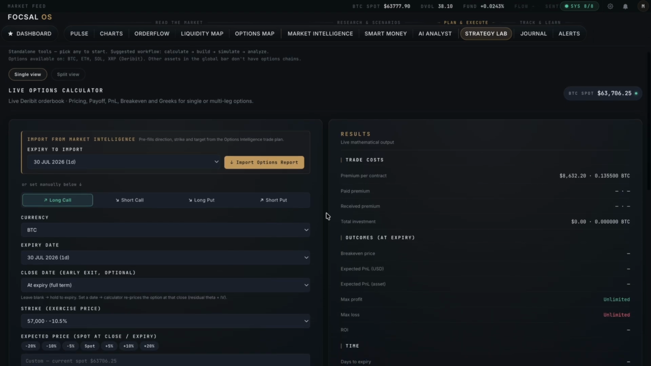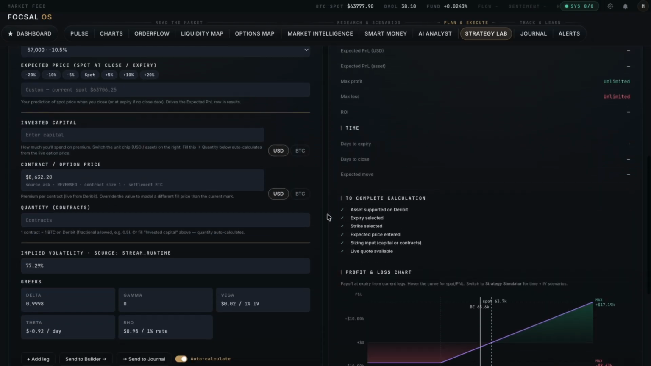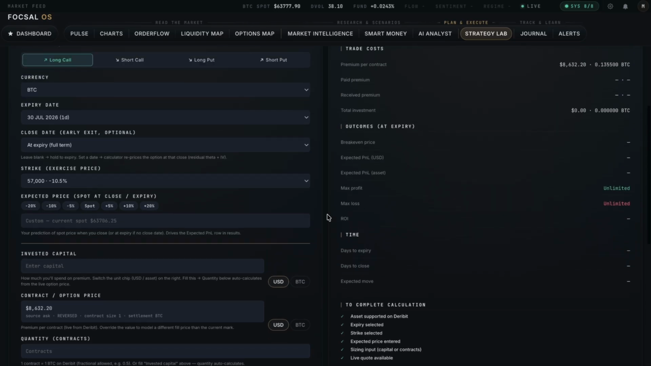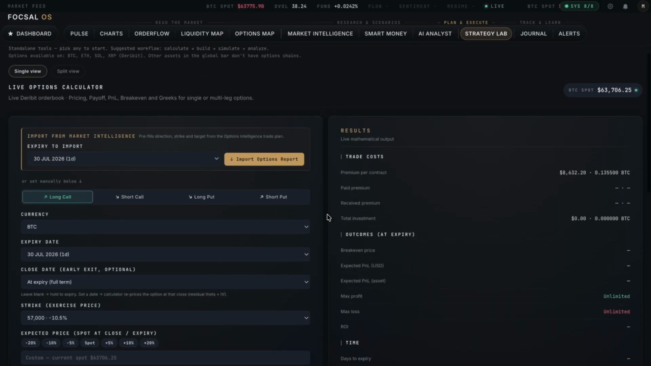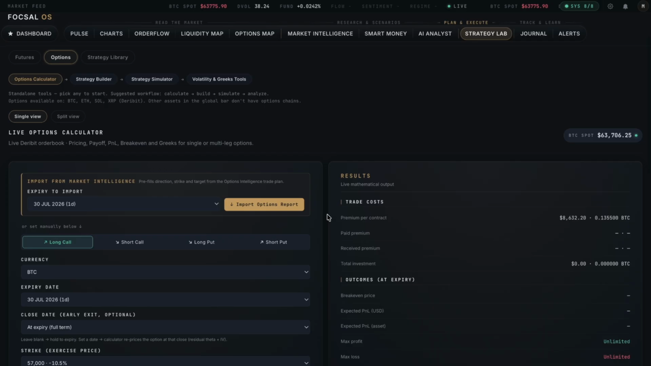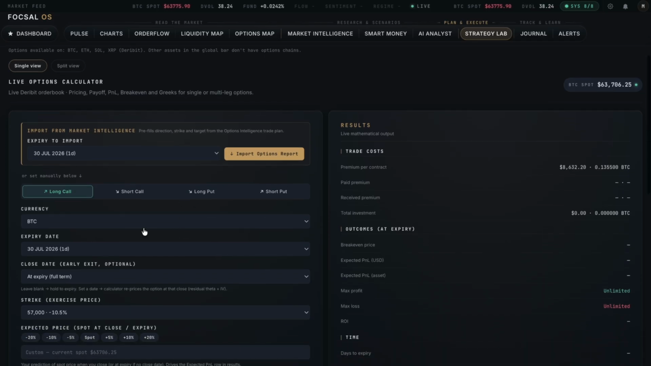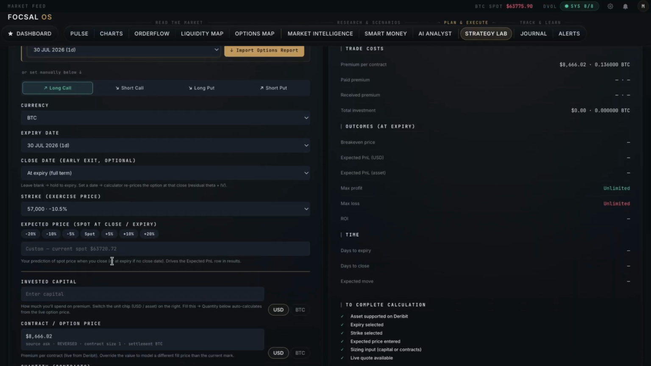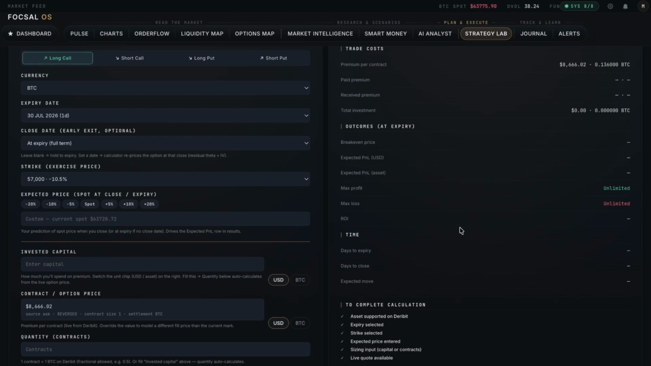A dozen fields, 2 columns, a chart at the bottom. So before we go in, let's establish how it's built, because the logic is simple and it's always the same. A calculator has 3 zones. Zone 1, on the left, what you fill in. 4 things: whether you're buying or selling, call or put. Which strike? Which expiry? That's it. Everything else on the left is detail you don't need to touch at the start.